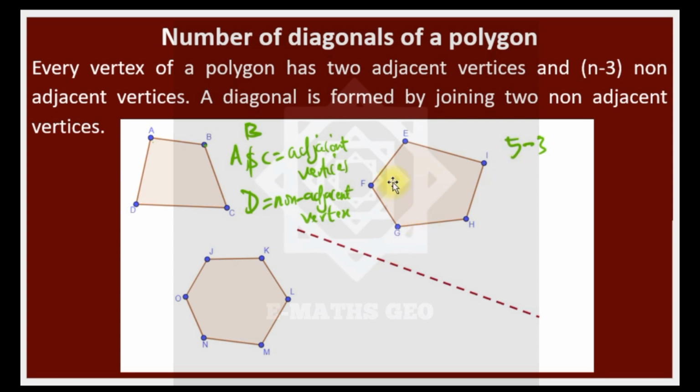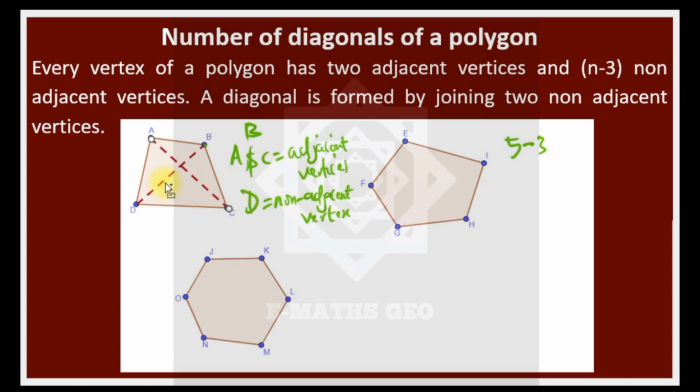So coming to the major thing, because we are trying to form a diagonal. A diagonal is formed if you join 2 non-adjacent vertices. So for the first one, which is a quadrilateral, this is the diagonal, and also this is the diagonal when we join 2 non-adjacent vertices. So we have 2 diagonals, as you can see.